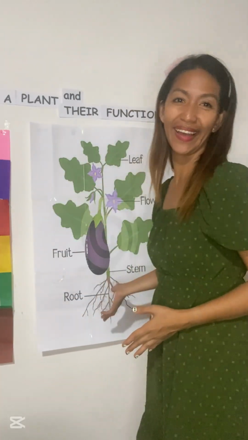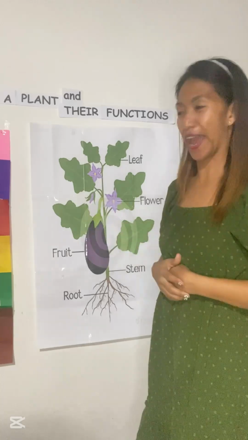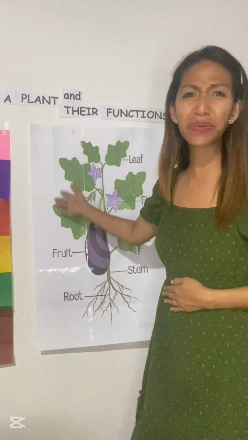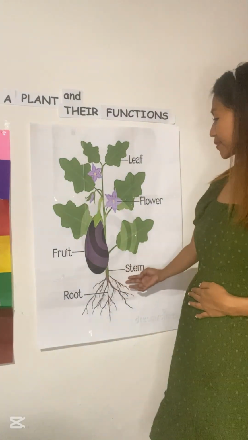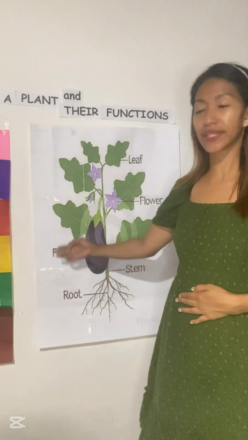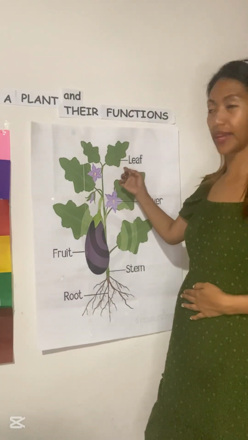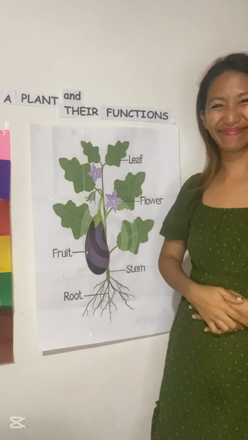Well done. So I'll be giving you stars. This time, where are my stars? For you, group 1, and for you, group 2. Thank you so much for helping me unlock the label of this eggplant. So let us read. Root, stem, fruit, flower, and leaf.